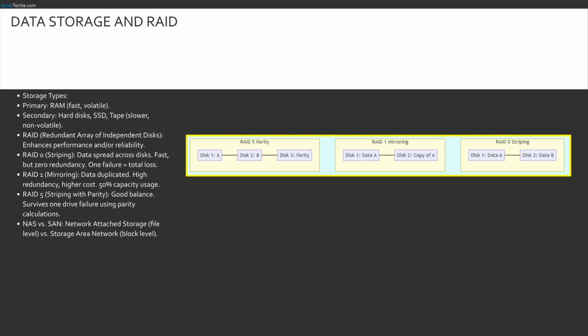This visual comparison highlights the RAID logic. In RAID 0, data A and B are split. If disk 1 dies, part of the file is gone. In RAID 1, data A exists on both disks. If one dies, the other takes over. In RAID 5, we see data A, data B, and a parity block distributed. This parity allows the system to mathematically reconstruct lost data if a drive fails.